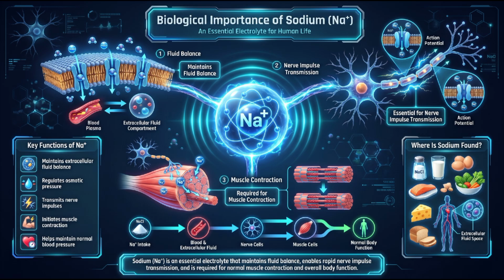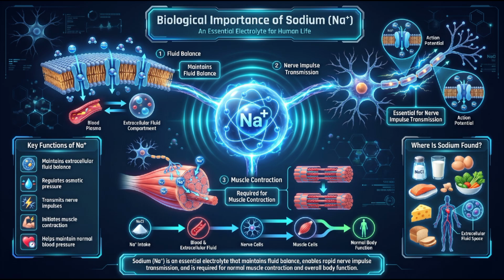The infographic shows that sodium is widely available in many common foods. The most familiar source is table salt, or sodium chloride, which is used in everyday cooking and food preservation. Sodium is also naturally present in milk, eggs, meat, fish, cheese, bread, and many vegetables. In addition, processed and packaged foods often contain significant amounts of sodium because it enhances flavor and extends shelf life.